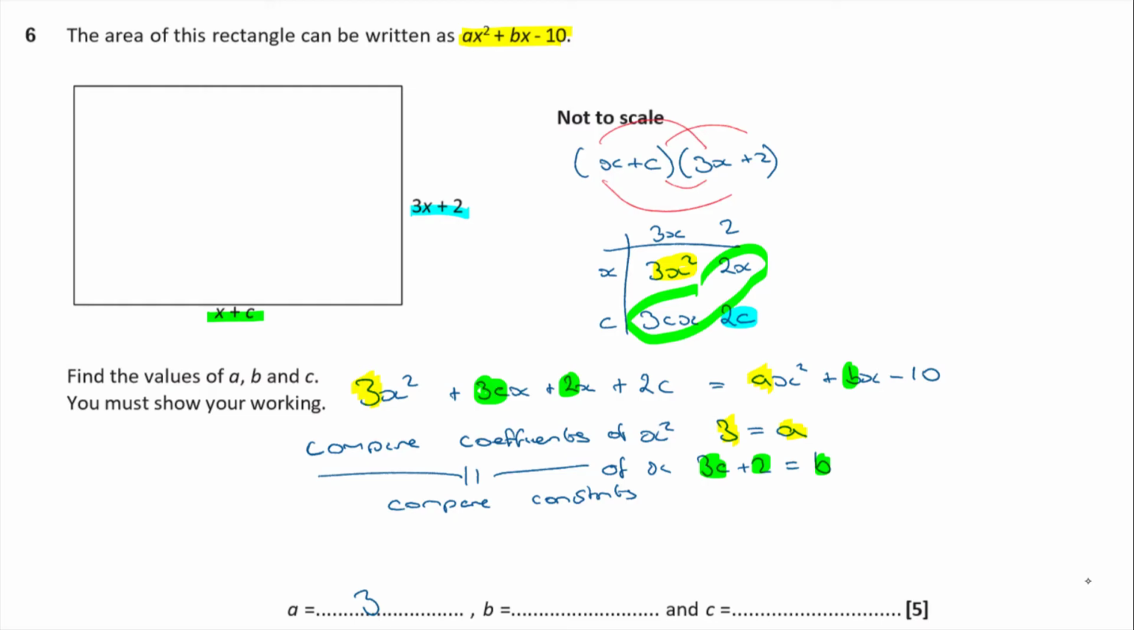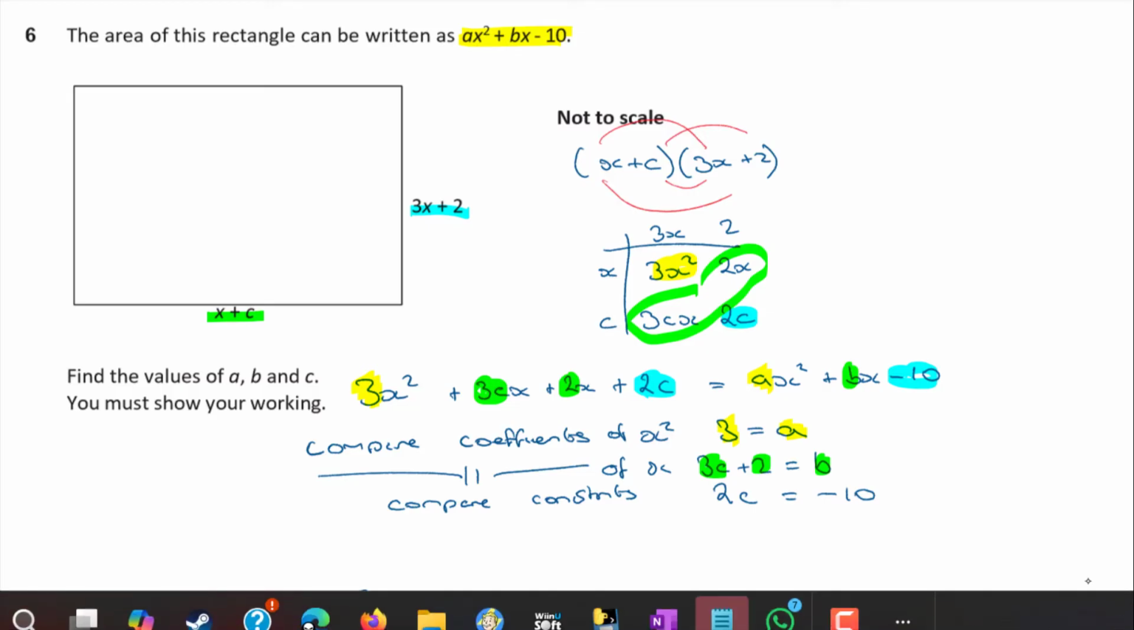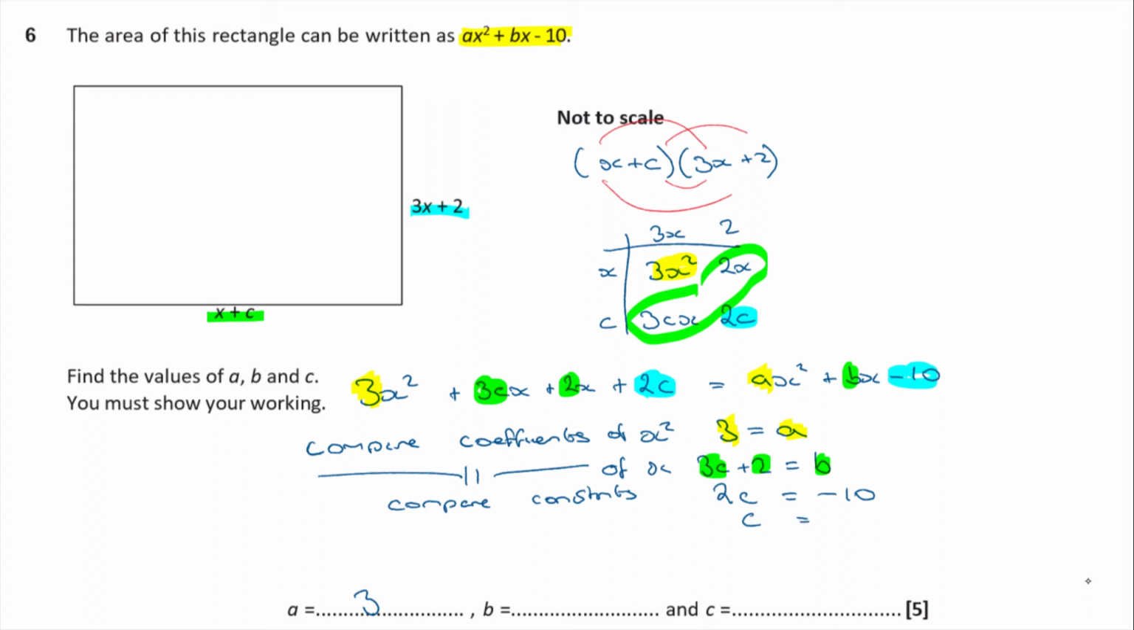And then comparing constants, on the left I've got 2c as my constant, and that must be equal to the constant on the right, the minus 10. So if 2c is minus 10, then c is going to be minus 10 divided by 2. It's minus 5 then, isn't it? So c is minus 5.